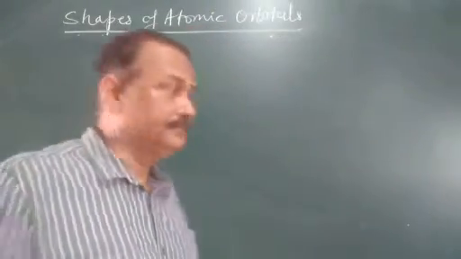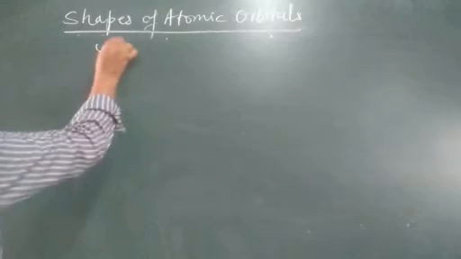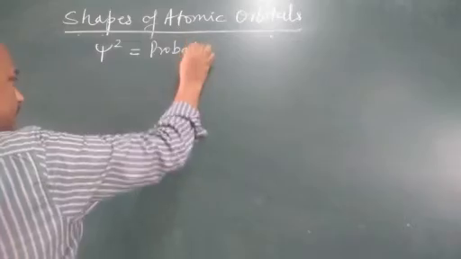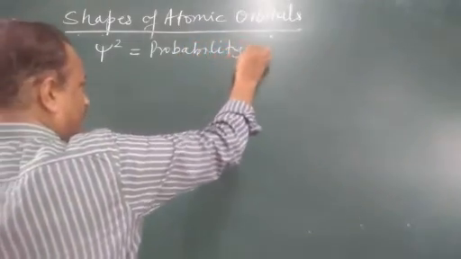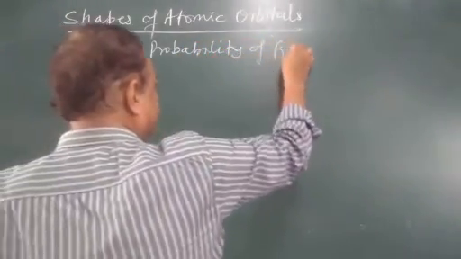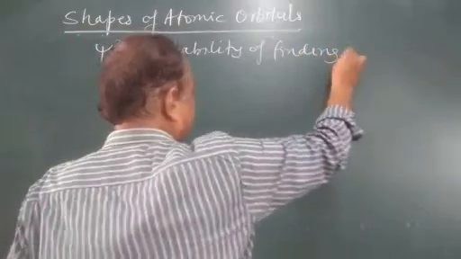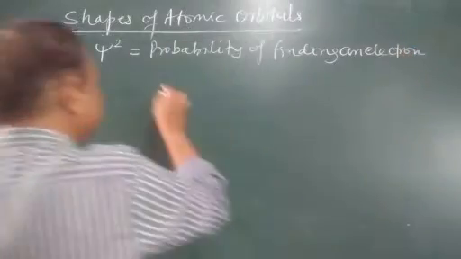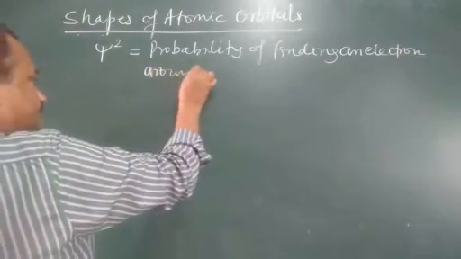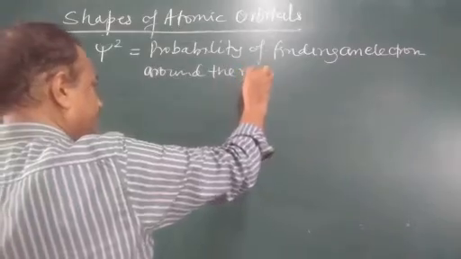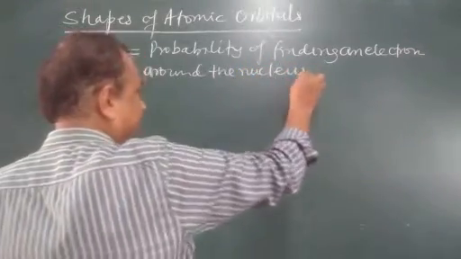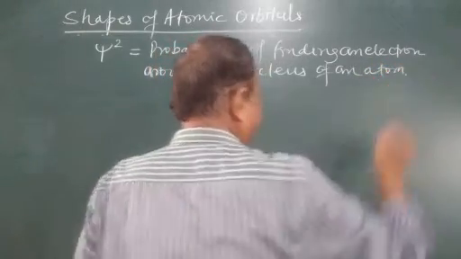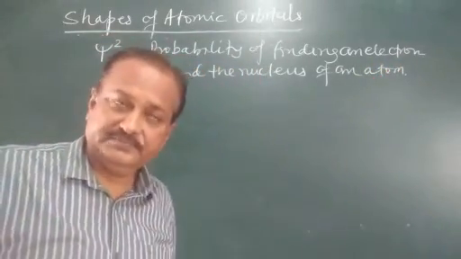So children, you have seen that psi square is equal to probability of finding an electron around the nucleus of an atom. Nucleus of an atom.